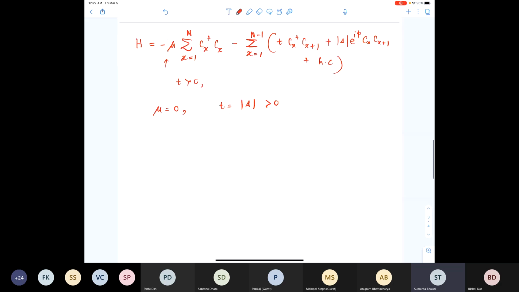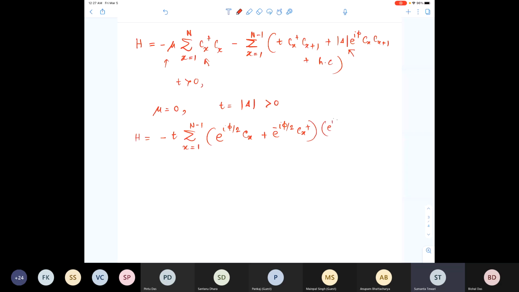So mu is 0, so this term is 0. So I can write the Hamiltonian H, and I'm going to put t equal to delta. So I can write this Hamiltonian as minus t sum over x equal to 1 to n minus 1. I claim that the Hamiltonian becomes e to the power i phi by 2 c_x plus e to the power minus i phi by 2 c_x dagger. If you just follow my math, I think it'll be clear.